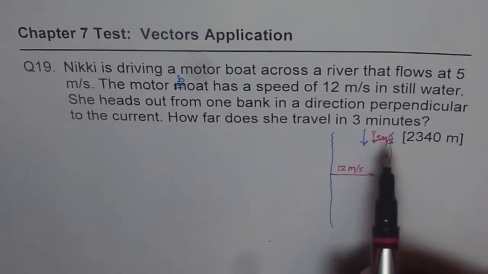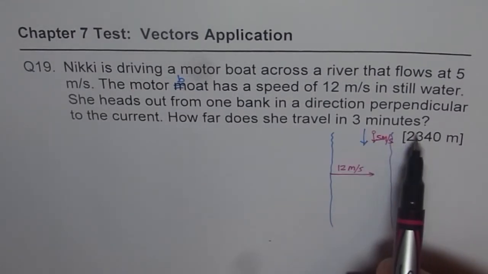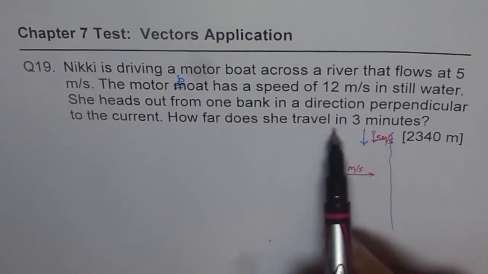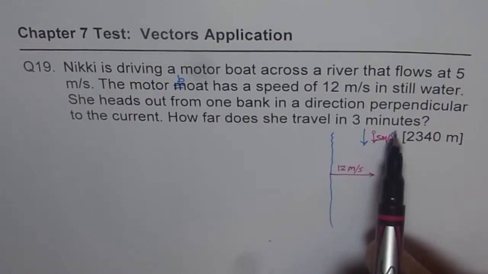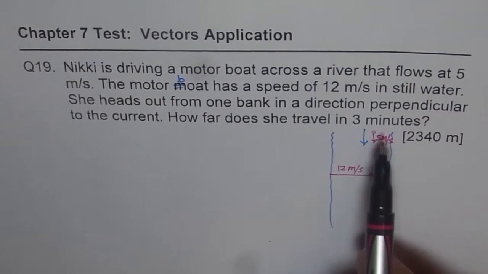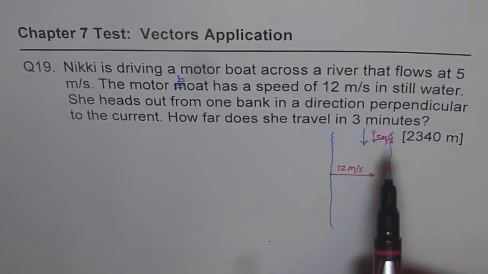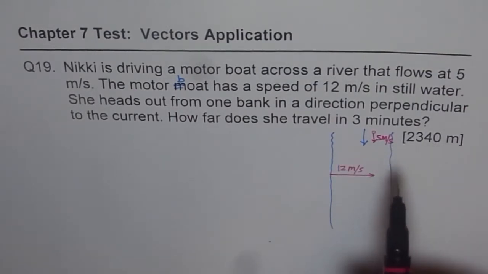Now the important thing here is, note the units. Speed is given in meters per second and time here is given in 3 minutes. So we need to convert minutes to seconds, right? So that you could directly apply your formula. Otherwise you could make a mistake. Now let's make a position diagram here.